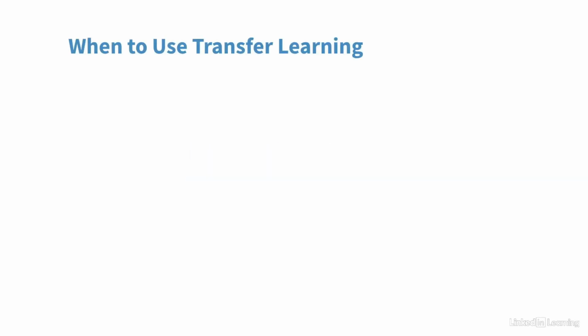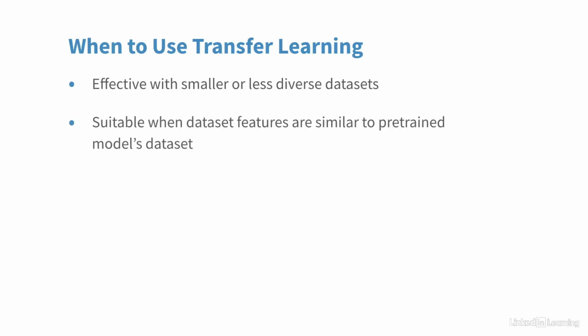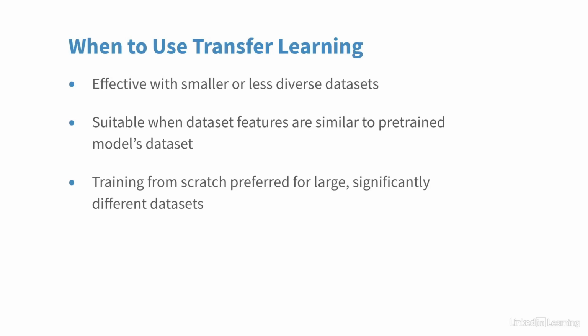So when do you use transfer learning? Transfer learning is most effective when your dataset is smaller or less diverse than the dataset the pre-trained model was trained on, or when the features in your dataset are similar to those in the dataset used for pre-training your model. When your dataset is large and differs significantly from the pre-trained model's dataset, training a model from scratch may be more effective.